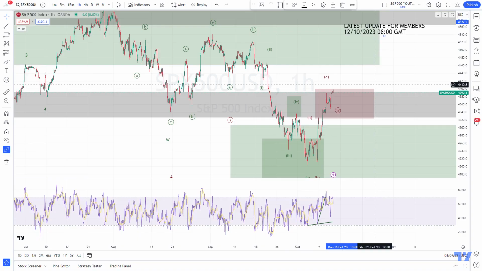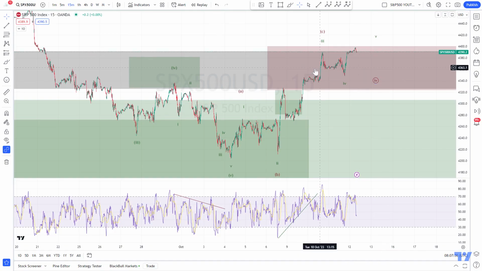So the key question in the S&P 500, I would say a first key question, is this structure up here from our low, is it corrective or is it impulsive? And until yesterday it still looked corrective as 3 waves, A, B, C.